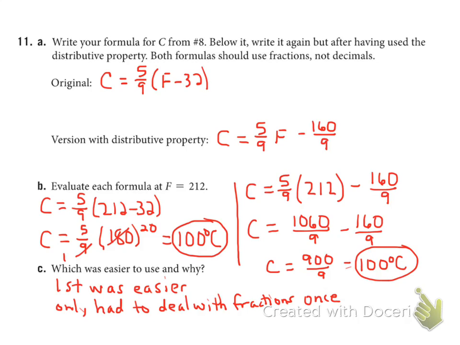Okay, continuing on page 459. The right side of the original formula in number 11 is written as a product, while the right side of the second version is written as a difference. Since the pieces that form a product are called factors, quantities that are written as products are said to be in factored form. So our original one is said to be in factored form.